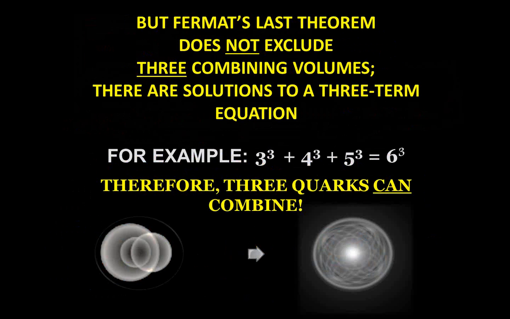However, Fermat's last theorem applies to the combining of two spinning particles, but not three. There are whole number solutions to the true unit equation representing the combination of three quarks. This is why protons and neutrons are composed of three quarks, and this is why they are symmetric and stable, and why there is something rather than nothing.